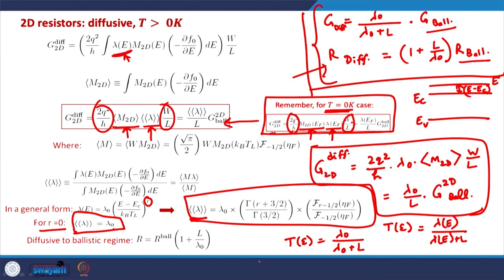So this essentially completes our discussion on the calculation of conductance and resistance for ballistic and diffusive conductors, both in the low temperature limit where calculations are easier, and in the high temperature limit where calculations are a bit more difficult. But with the help of Fermi-Dirac integrals the calculations can be simplified, and especially for non-degenerate semiconductors these calculations can be easily done.